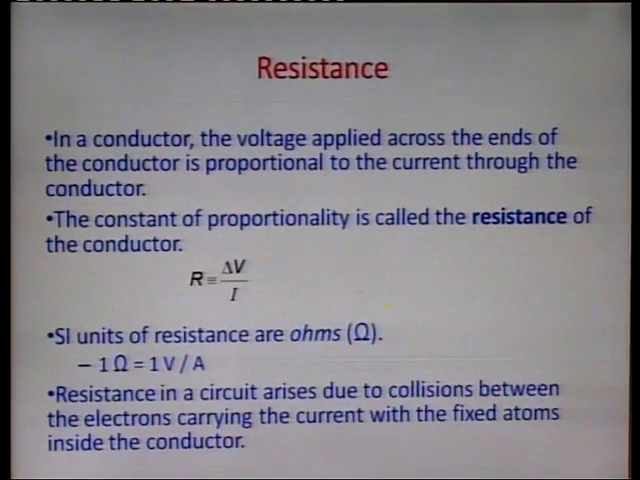SI unit of resistance is ohm. If a potential difference of 1 volt is applied across a conductor and a current of 1 ampere flows through it, then the resistance of the conductor is said to be 1 ohm.